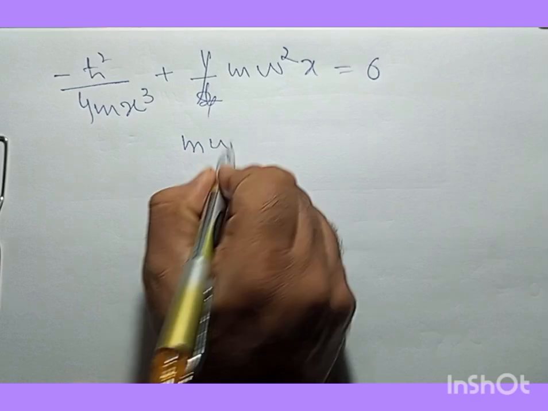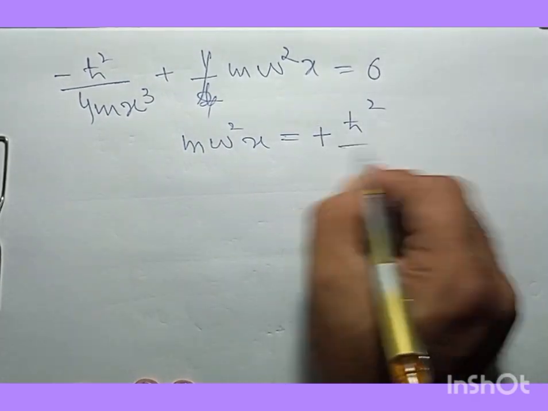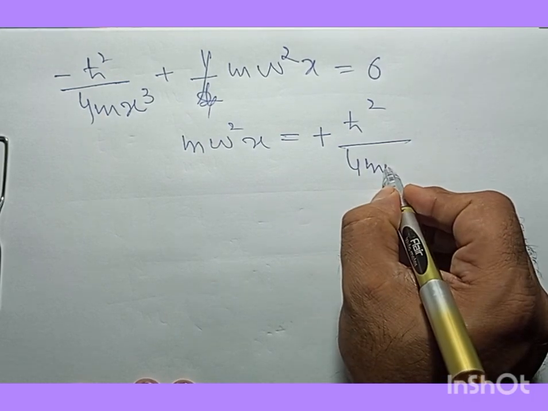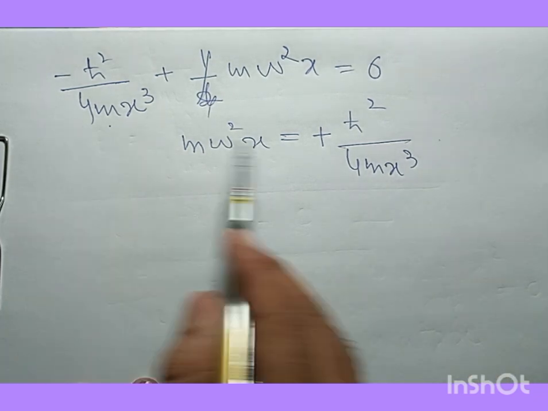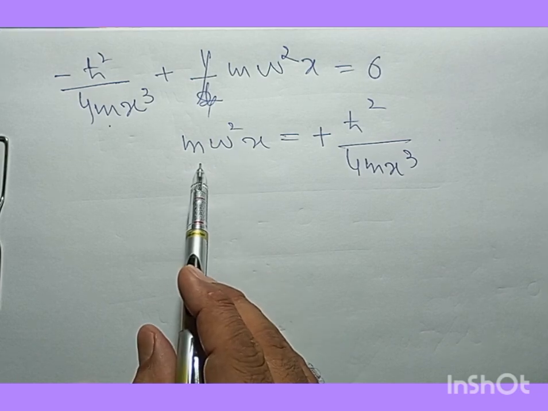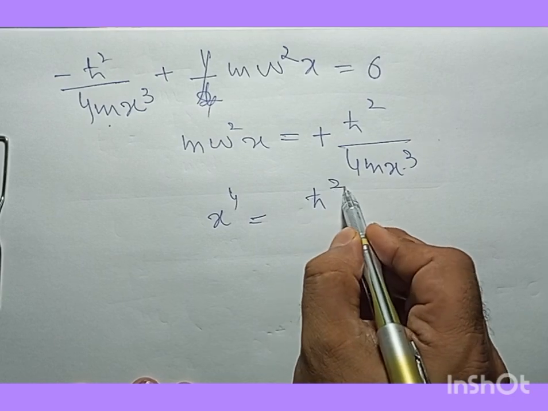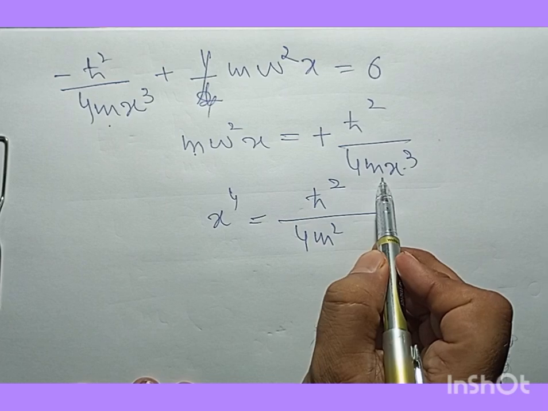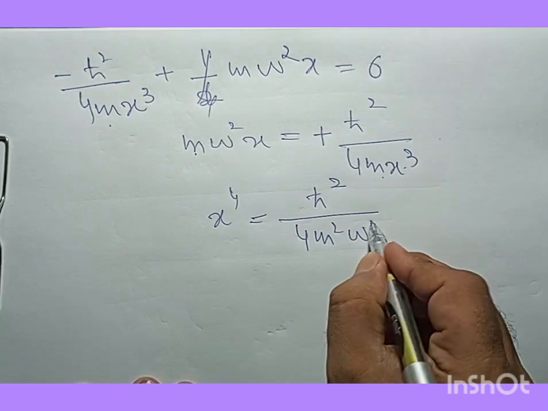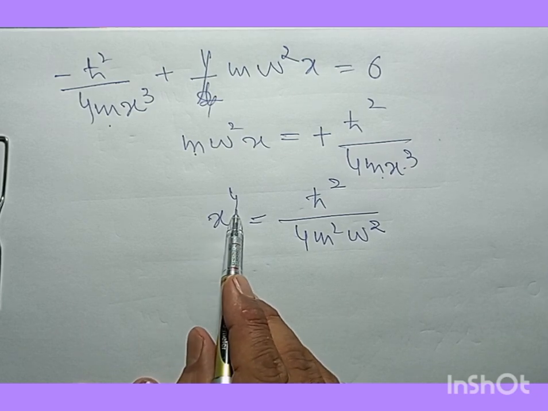And we can write this as m omega square x is equal to, the minus will become plus, h cross square by 4m x cube. This should be the case. So this x will go to the other side and become x to the power of 4, and I will have h cross square on the right by 4m square omega square, since m times m gives m square. Now this is x raised to power 4.